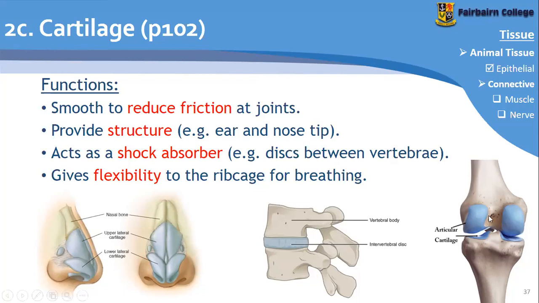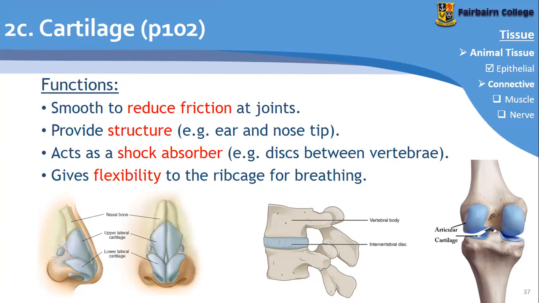So here you can see on the right-hand side just an example of how cartilage would look like. This is in your knee. So the cartilage that you have there in between the bones is smooth and it reduces the friction to prevent damage to the bones. Then it also provides structure. For example, here in your nose and in your ear, where bones would be too hard, you might have some cartilage that provides some structure.